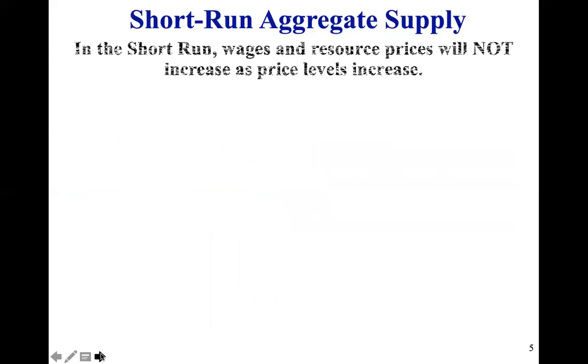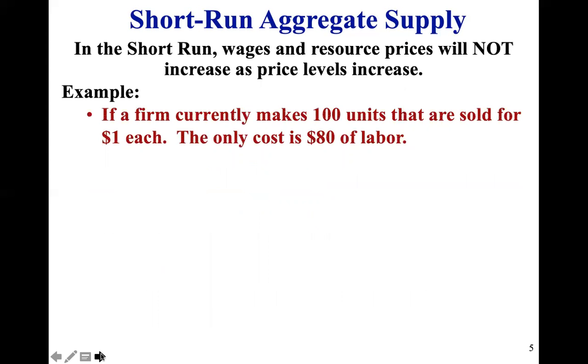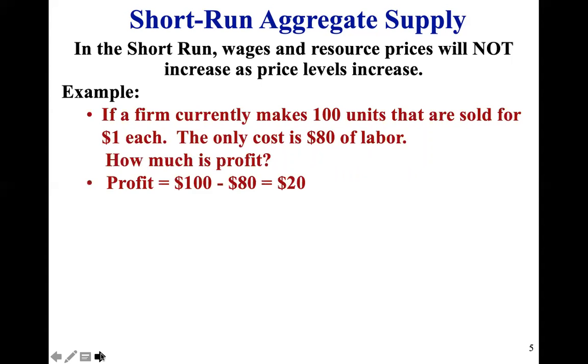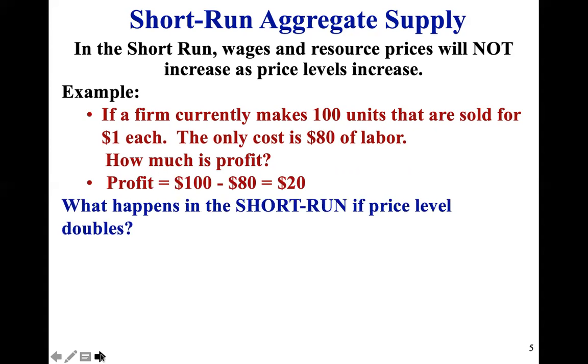Okay, let's do a little analysis as to why in the short run, wages are going to stay fixed, but in the long run, they may not, and therefore the incentives for firms are going to change. Let's imagine a firm's currently making 100 units and they're sold for $1 each. Let's assume they only have one cost, and that's labor, and their labor costs are 80 bucks. So how much is the profit for that firm? Well, the profit is 20 bucks. $100 in revenue minus $80 in cost equals $20 in profit.